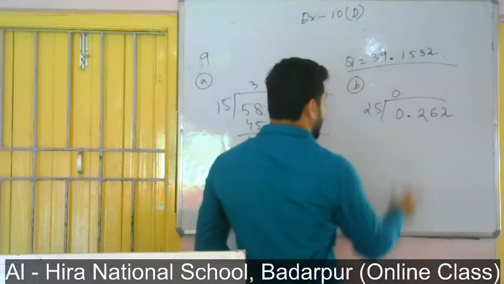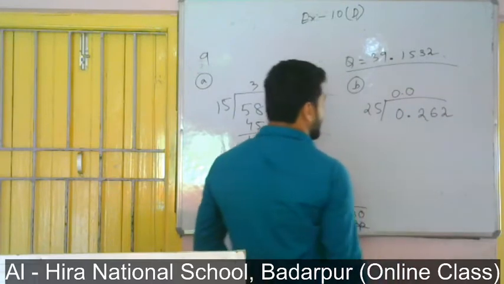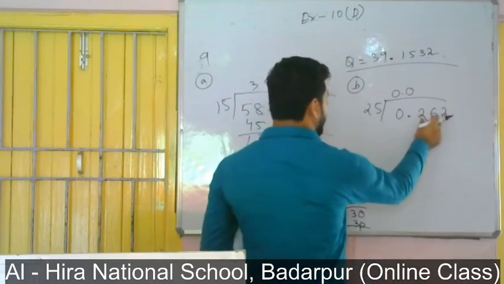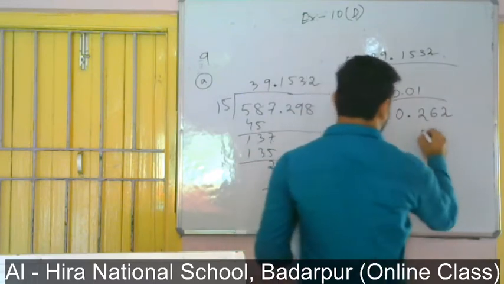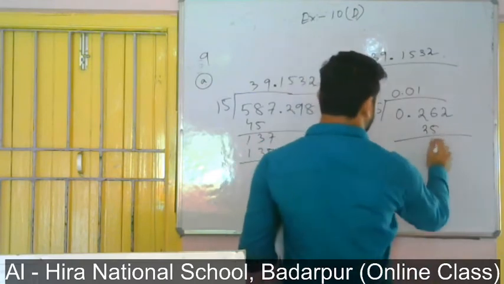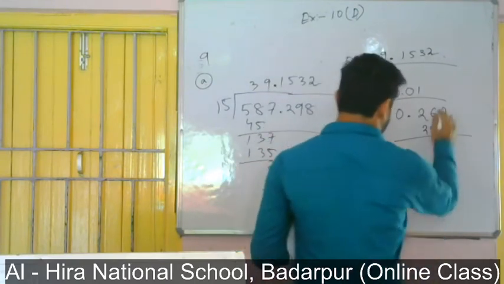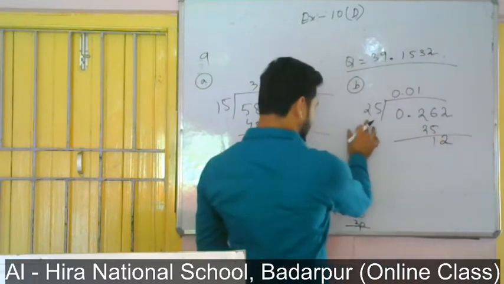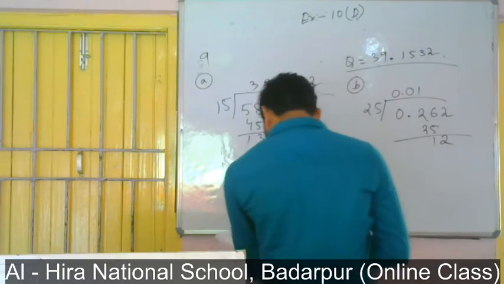Now we shall take 2. This is also not divisible. So we'll put 0. Now we'll take 6. So you can divide now, 1. 25 1 jar 25. Now see 26 minus 25, here 1. So 1 is not divisible. So we'll take 12. Again 12 is not divisible.